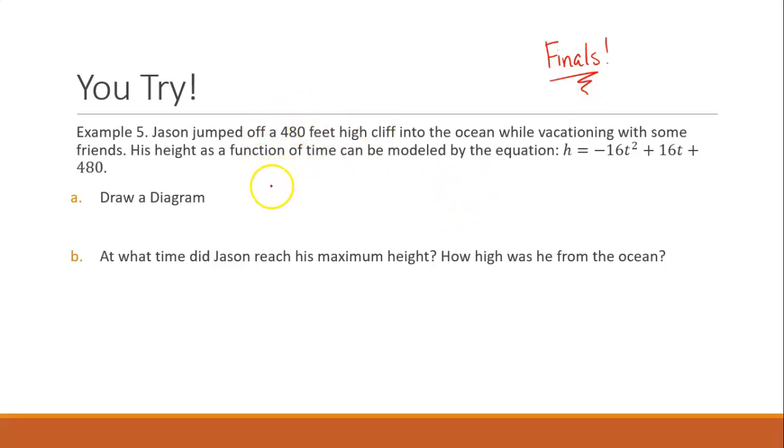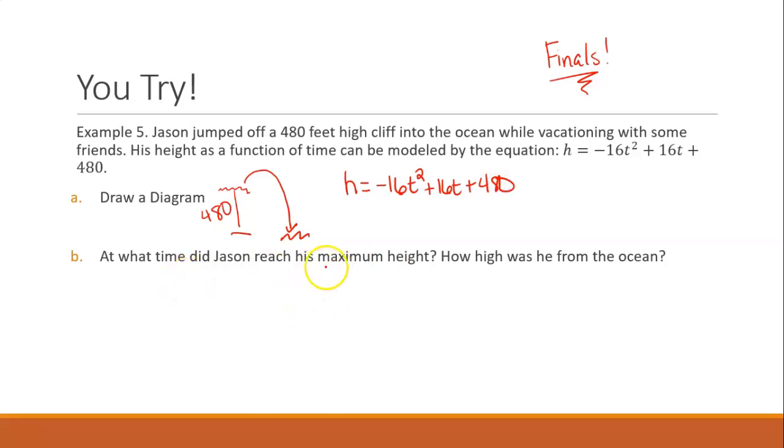All right, so this was a you try, so why don't you go ahead and pause the video now, look at the one we did on the last video, and see if you can do this one on your own. You should have started by drawing a diagram. So here's your cliff. Jason's going to jump off that cliff into the ocean. The cliff is 480 feet high, and we can find his height as a function of time by using the equation negative 16t squared plus 16t plus 480.